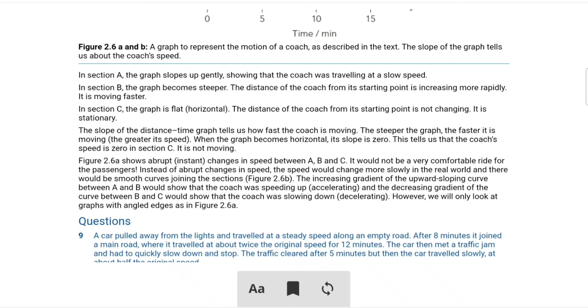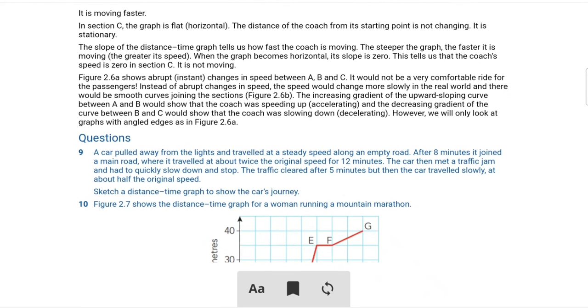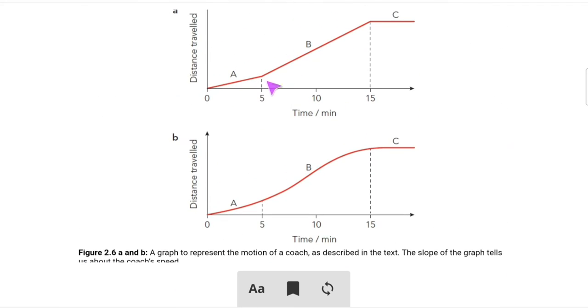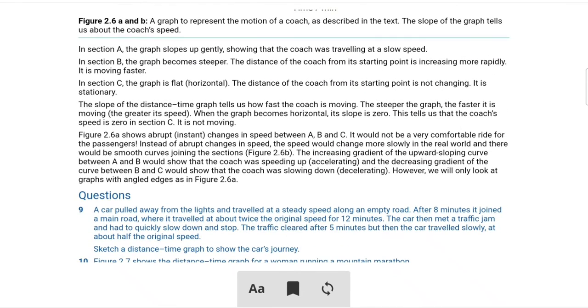So figure 2.68, അതായത് ഈ ഒരു figure, this particular figure 2.68 shows abrupt changes in speed between A, B and C. It would not be a very comfortable ride for passengers with abrupt changes in speed. അല്ലേ, ഇവിടെ നമുക്ക് എ ബിയിലോട്ട് വരുമ്പോൾ ഒരു പെട്ടെന്നൊരു അബ്രപ്റ്റ് ചേഞ്ച്, ബിയിൽ നിന്ന് സിയിലോട്ട് വരുമ്പോൾ ഒരു അബ്രപ്റ്റ് ചേഞ്ച് കാണാനായിട്ട് പറ്റും. പക്ഷേ റിയൽ ലൈഫിൽ ഇറ്റ്സ് നോട്ട് ദാറ്റ് കംഫർട്ടബിൾ. So instead of these abrupt changes, speed would change more slowly. In the real world there would be smooth curves joining the sections.